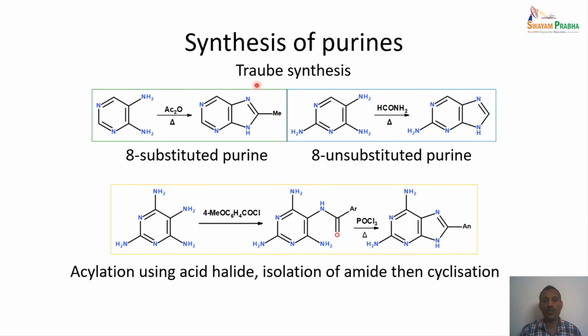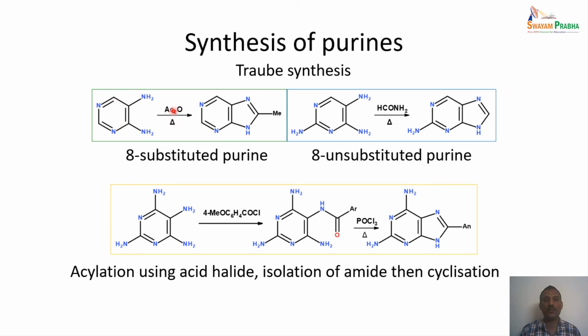similar to the previous one, we can get R9 and R8 disubstituted purines. Next, let us look at the Traube synthesis. Here we have two different categories. One is preparing an 8-substituted purine derivative. Another one is an 8-unsubstituted purine derivative. So the only difference is we are starting with the diaminopyrimidine as shown here.